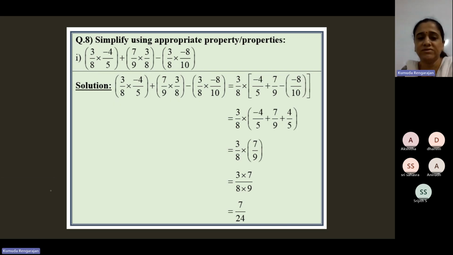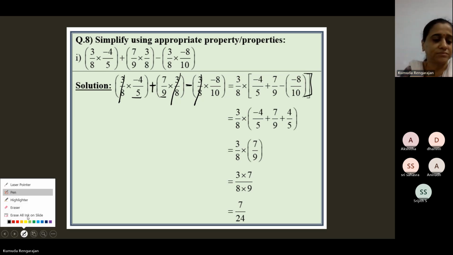I'll repeat the first step. 3 by 8 is common, write that outside once. Multiplied by, in brackets, write this plus, write this minus, and it's minus 8 by 10, right? So minus, and in bracket minus 8 by 10, and close the square bracket. This is the first step.